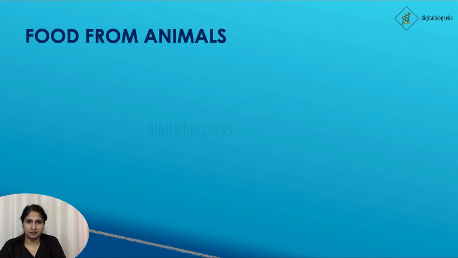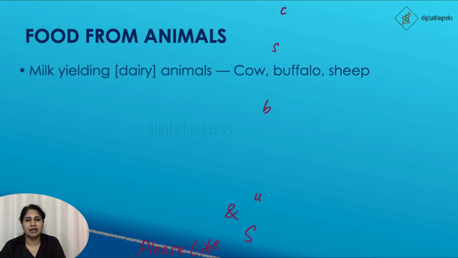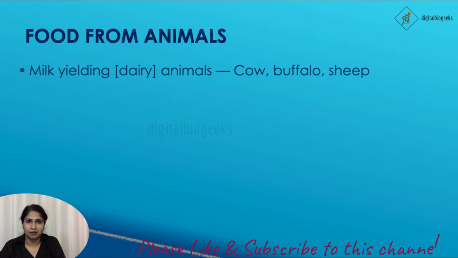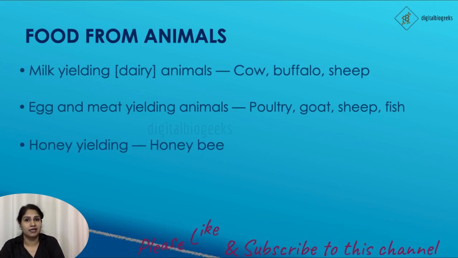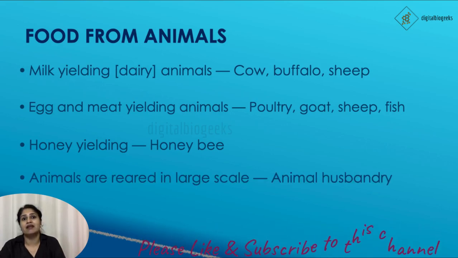Food from animals. Besides plants, animals also give us food. Milk yielding animals, they are also called dairy animals, are cow, buffalo and sheep. Egg and meat yielding animals are poultry, goat, sheep and fish. Honey yielding honeybees are also there. If we rear the animal on a large scale, it is called animal husbandry.